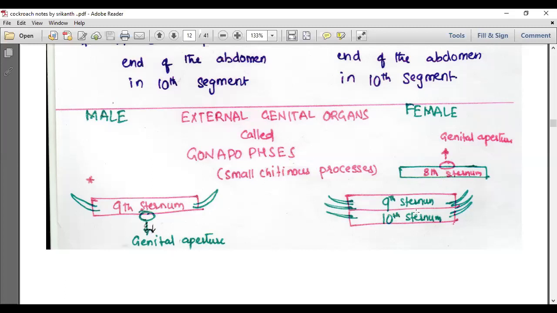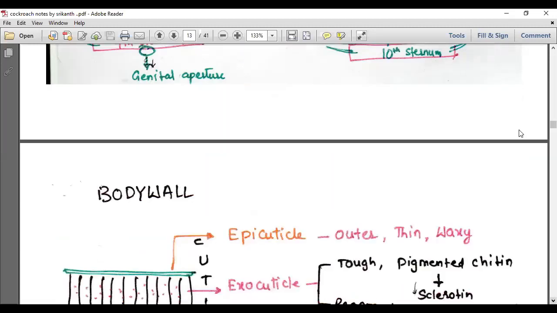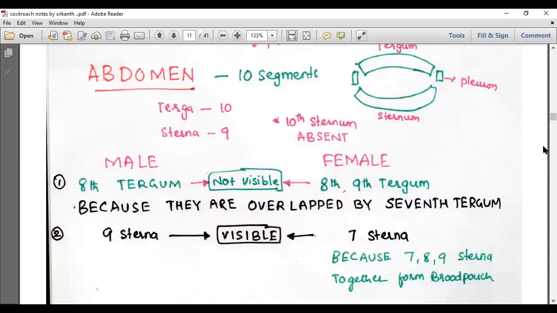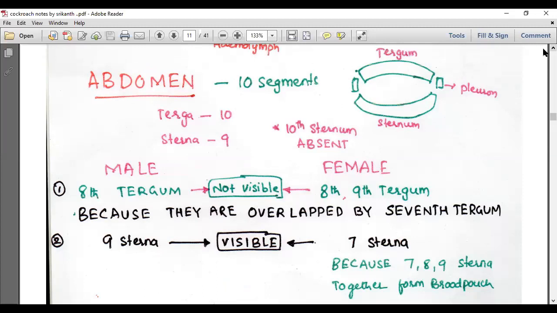When you see this in the textbook, the abdomen is definitely a confusing issue, but I made small notes here to explain this area properly. Just watch carefully the information about the abdomen. The abdomen has 10 segments. Before we go into the abdomen, you need to know that each segment of the cockroach has a dorsal sclerotic plate called tergum, and a ventral sclerotic plate called sternum.